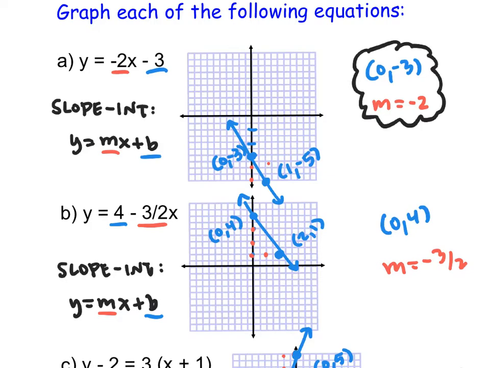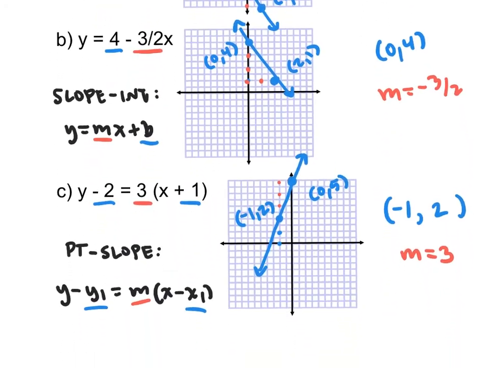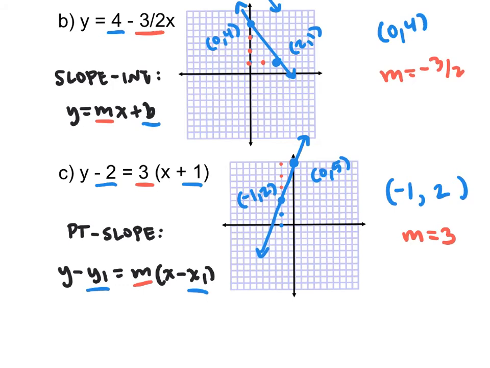Let's look at the third example. The third example is in point-slope form. I have y minus 2 is equal to 3 times the quantity x plus 1. Now real quick, I'm going to rewrite that as y minus 2 equal to 3 times the quantity x minus a negative 1. And I'm going to show you why I did that in just a second.